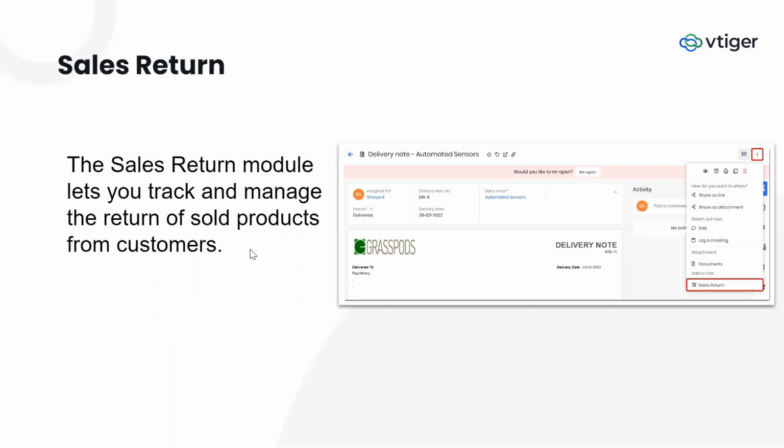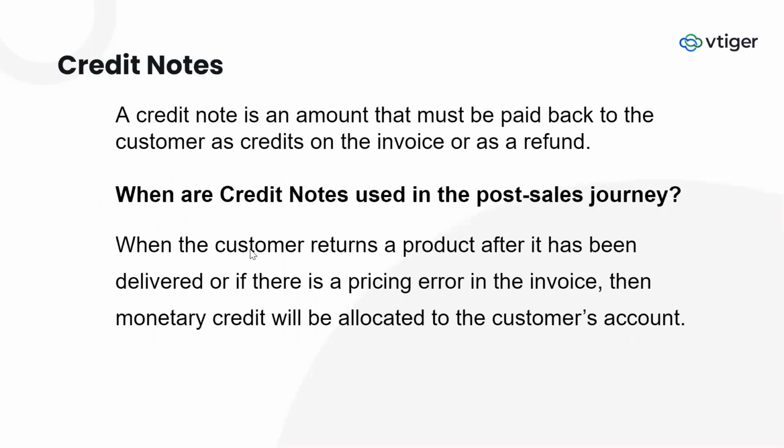You would just list how many are being returned and the reason why. It can help you track when those were shipped and when they were received. Following that, with a sales return, generally once the customer has returned an item, you do want to credit them or give them a refund for the amount of those items. That's where the credit notes module would come into play.